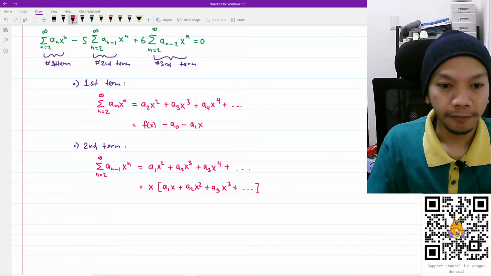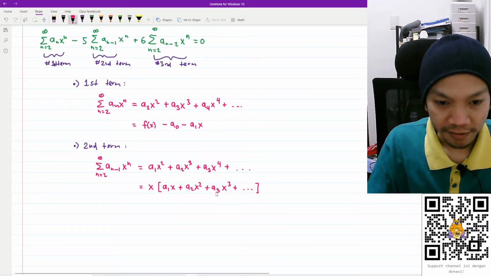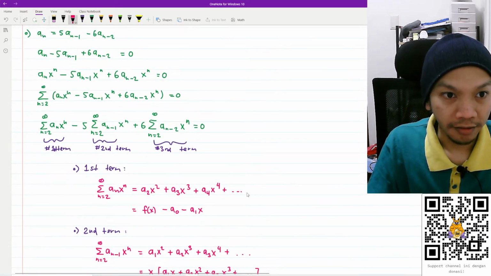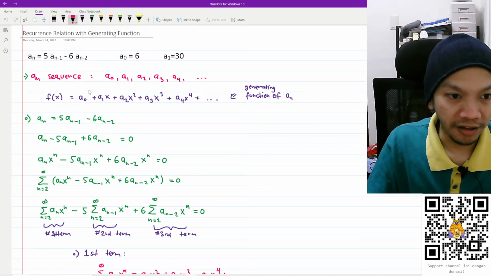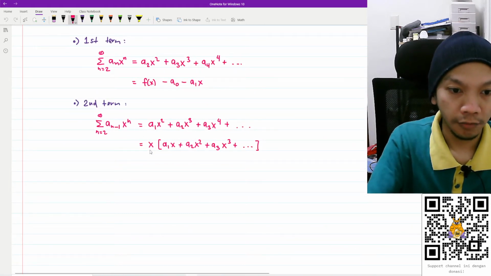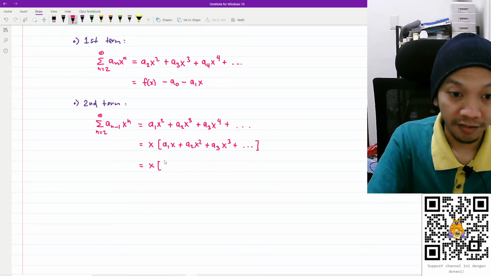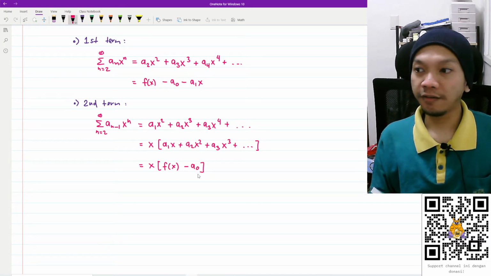We will have this function inside the bracket that will equal this one. So if we move that a0 to the left hand side, we will get what we want. This is equal to x times (f(x) minus a0). So this is for the second term.